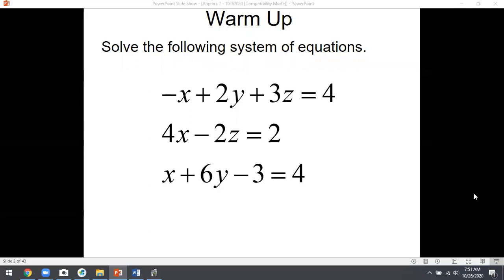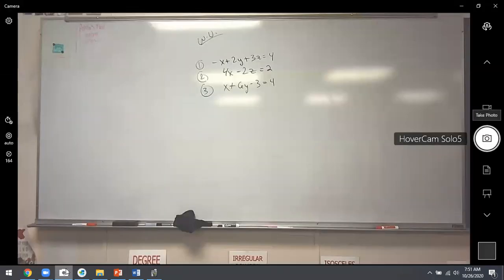So let's go ahead and get warmed up real quick. Like last week, we had our system of equations. We were talking about 3 equations and 3 unknowns. So let's see what you remember. It's just substitution. It just takes longer. So you've got to solve for something and plug in the other ones.